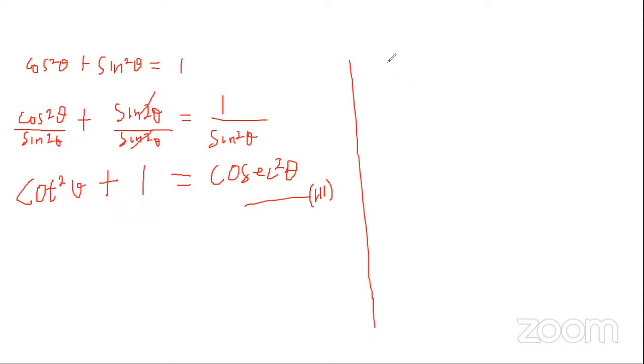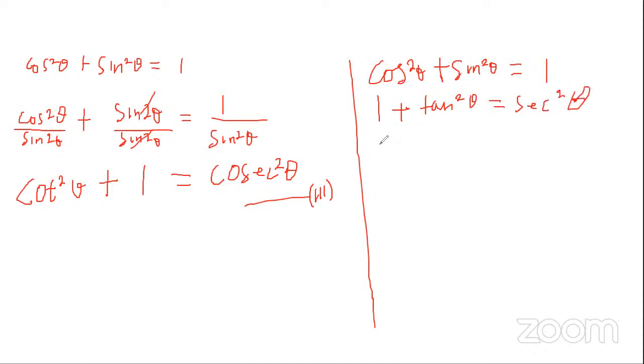So in the Pythagoras theorem in trigonometry, we have 3 identities, which are cos squared theta plus sine squared theta is equal to 1, and then we have 1 plus tan squared theta is equal to sec squared theta, and then we have cot squared theta plus 1 is equal to cosec squared theta.